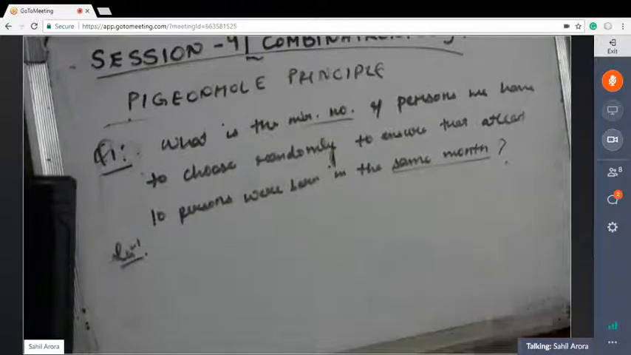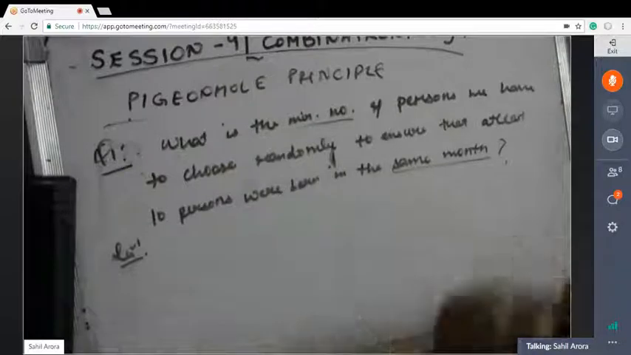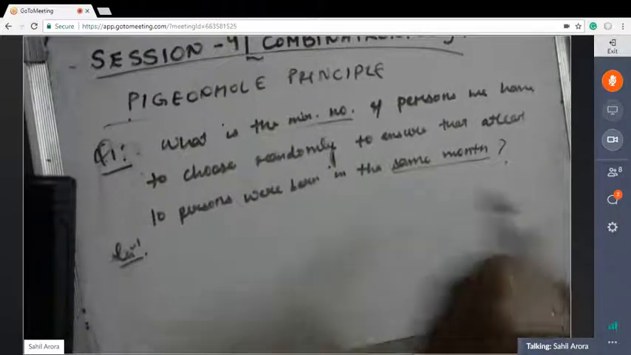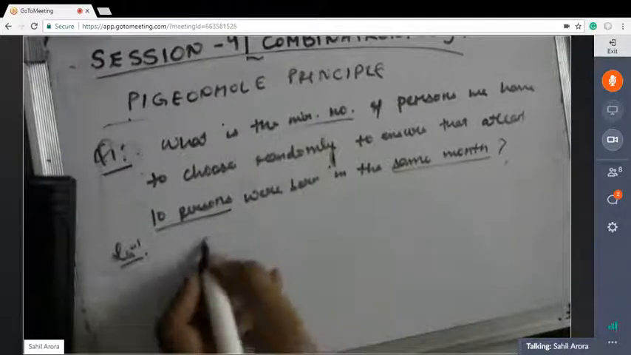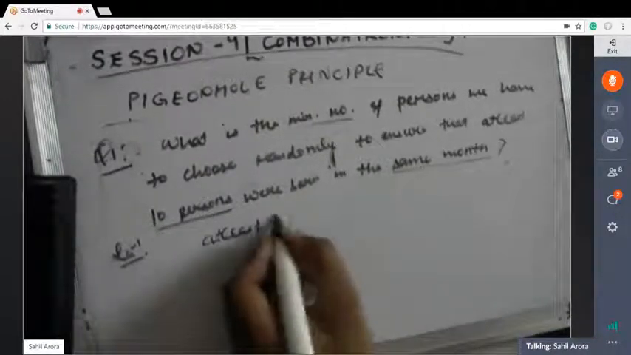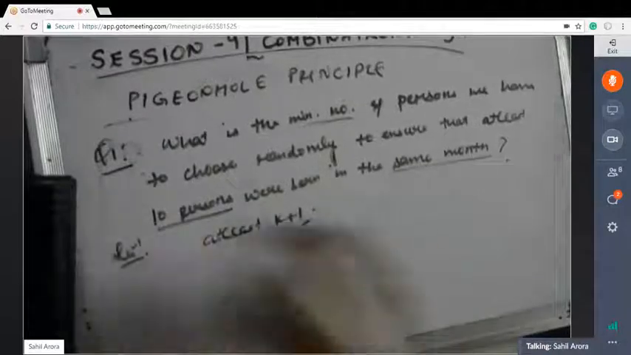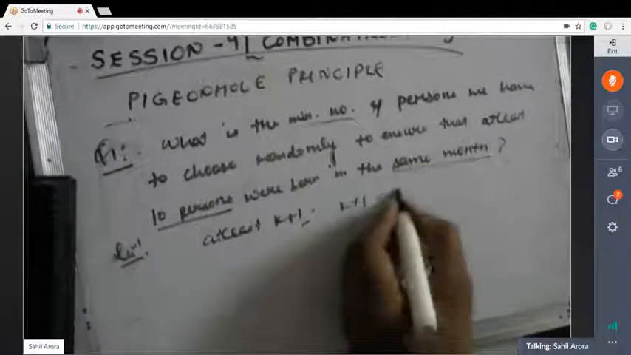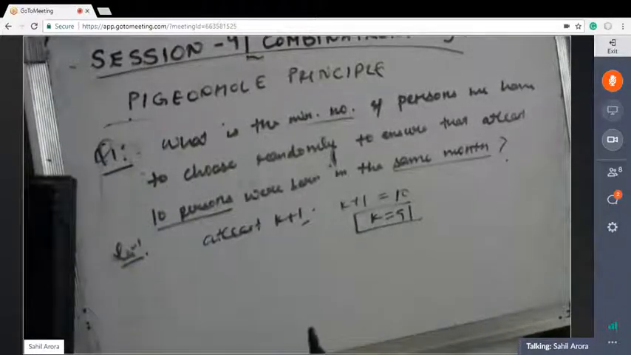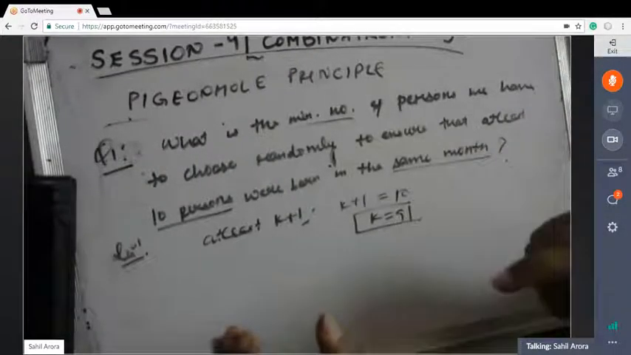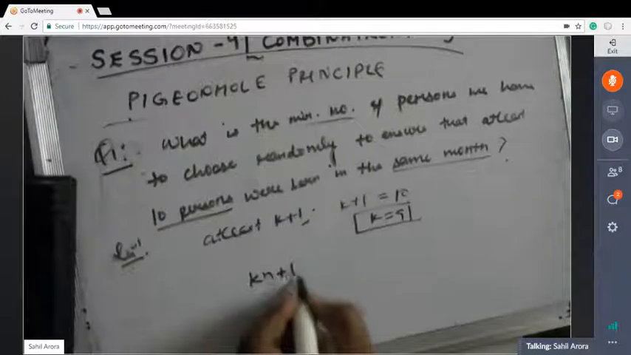So first thing is, if I apply the same theorem that we have just written, it is saying that we have to choose at least 10 persons, and the theorem says at least k plus 1. So in this case, k plus 1 is equal to 10. So k becomes 9. And it says that the minimum number of pigeons we need to get at least k plus 1 pigeons in a pigeonhole would be k into n plus 1, right?